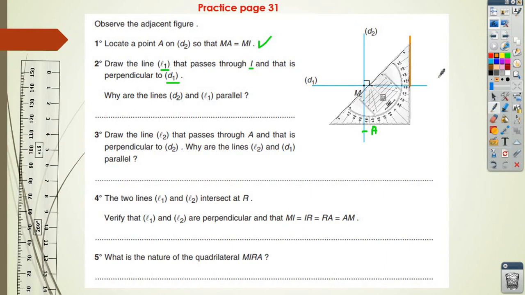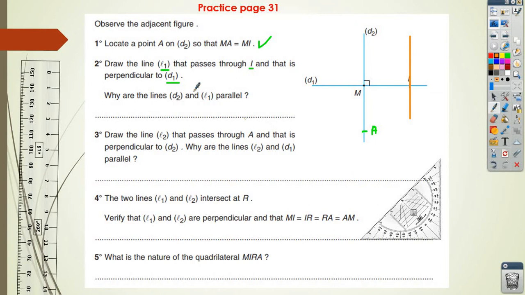Yes. And don't forget to write the name of it, which is L1. So put the name of the line L1 here. L1 is a perpendicular line passing through the point I on the line D1. Okay? Now, draw L1. I draw it and write the name of the line. It passes through I and is perpendicular to D1.